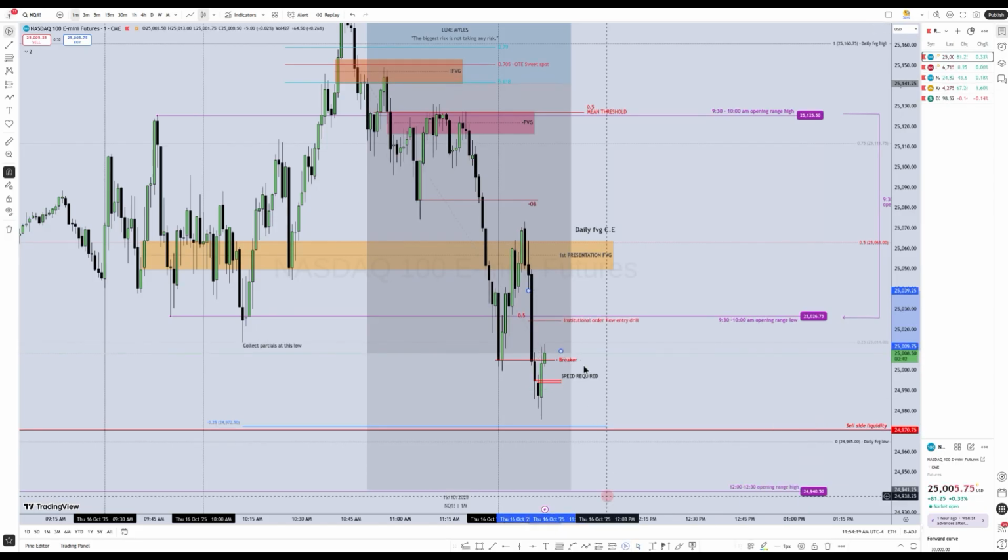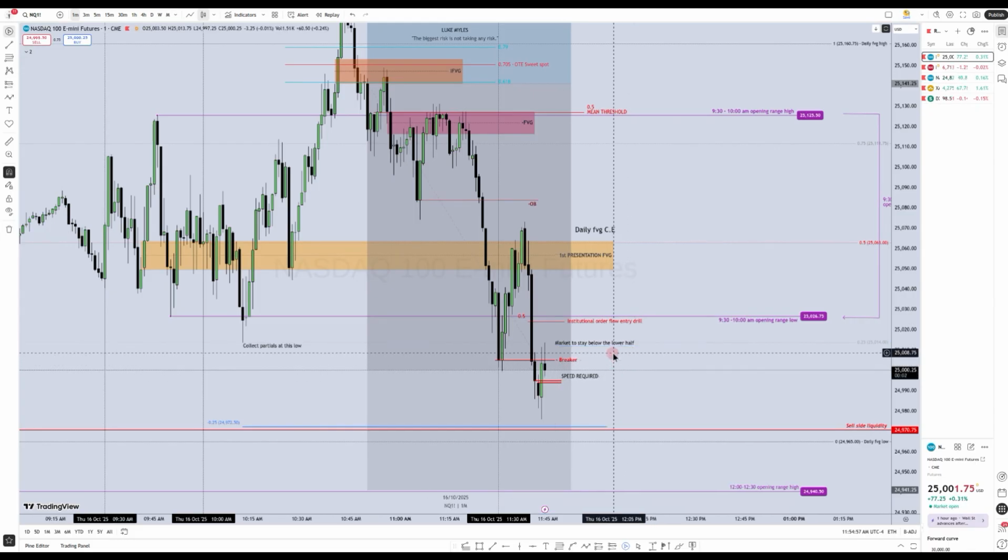I do not expect the market to retest and surpass the lower quadrant of that. I'm expecting it to stay below. If I was to mark quadrants on that large fair value gap, because I'm close to my target, I want the market to give me an institutional order flow entry drill to go to my target. So that's what I was telling you there. I want the market to stay below the lower half, and that's what the market does.